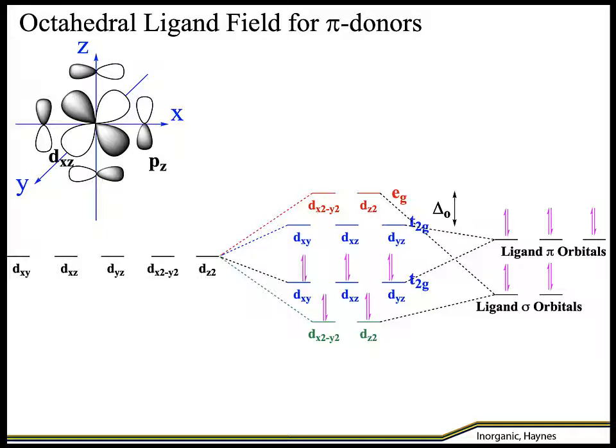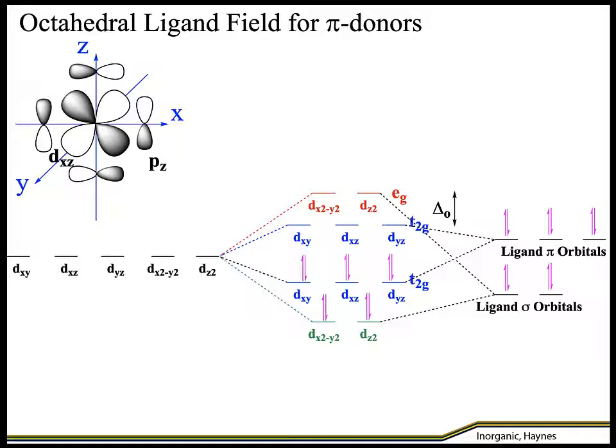And what we can see now is that this delta octahedral, the difference in energy between our more localized d orbitals on our metal, has actually gotten quite small because of this interaction with our pi donor. And so we can see that there's a dramatic effect on the molecular orbitals when we have other types of ligand orbitals that can mix. So in this case, we're looking at the addition of these ligand pi orbitals.